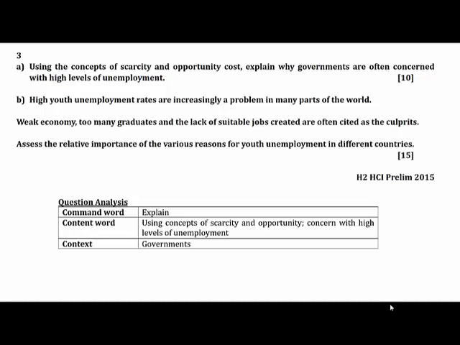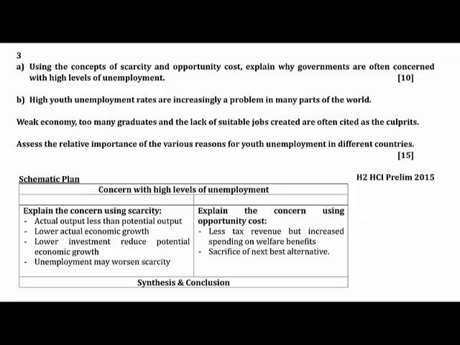If you do your 3Cs, you can see the command word here is explain. Content words: scarcity, opportunity cost. Then concern with high levels of unemployment. Context here, the perspective you want to take is government. In order to address this question, let's look at the schematic plan.